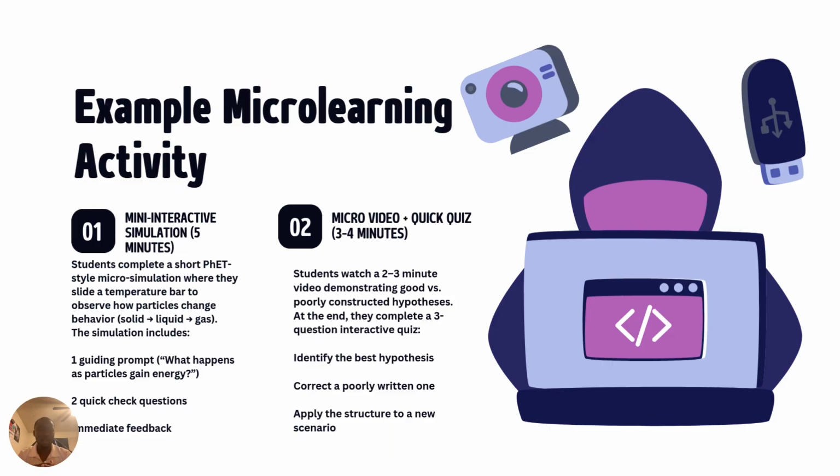We can also have a quick response video, maybe 3 to 4 minutes, that talks about how you can construct a good versus a poorly constructed hypothesis. We are able to identify, in our simulation or activities, how to answer questions, identify which one is the best option and which one is correct or poorly written, and apply the structure to new scenarios. So these are some examples of micro learning. And for me, as someone in the science field, I prefer going with simulations because they are usually done for physics, biology, and chemistry.